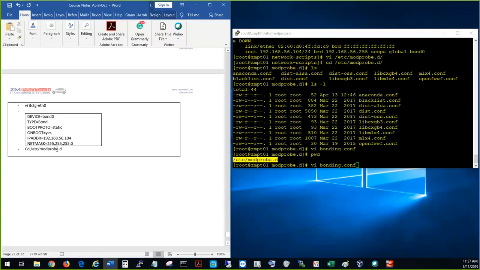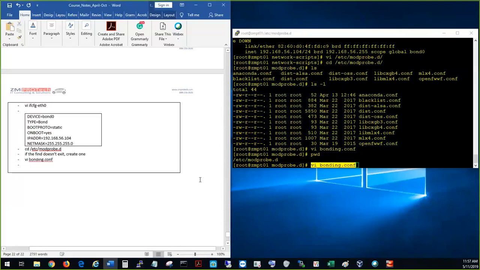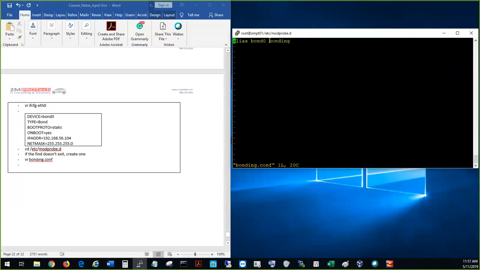So you cd into this folder, and if the file doesn't exist, create one. And you're going to create a bonding.conf file. Okay, and then what are you going to put in there? You're going to put one single line here.